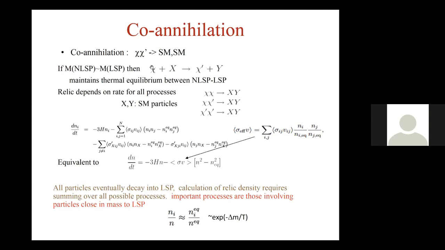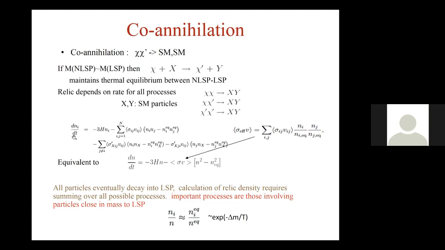This LSP and NLSP will be maintained in thermal equilibrium because they interact with the standard model. Therefore, the relic density will depend on the rate for all processes: annihilation of dark matter into standard model, annihilation of LSP and NLSP into standard model, and even annihilation of two NLSP into standard model. So basically, one has to generalize the equation for the number density.